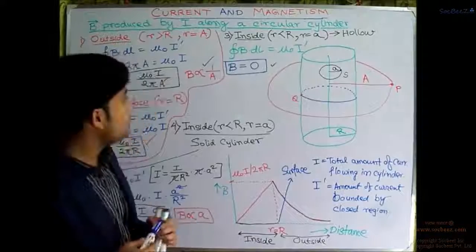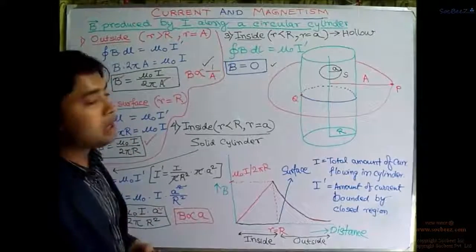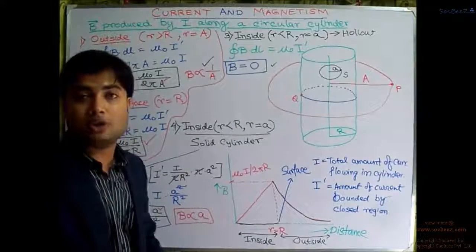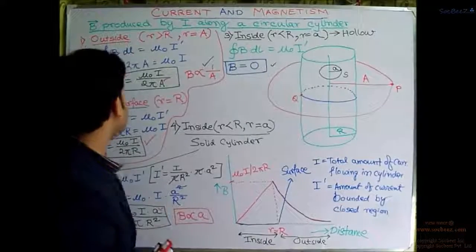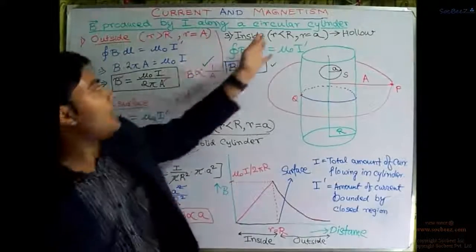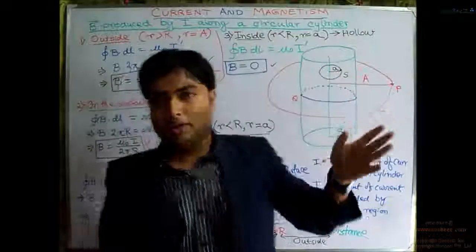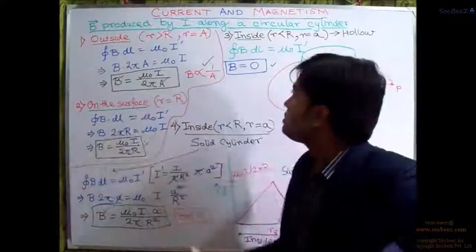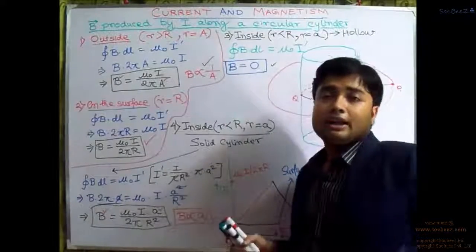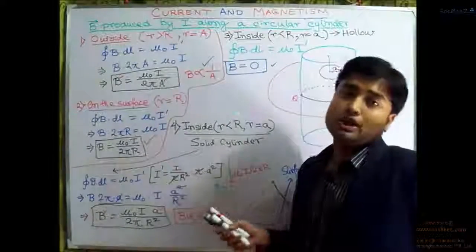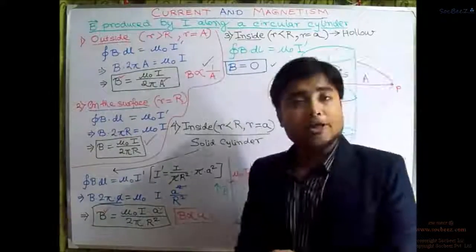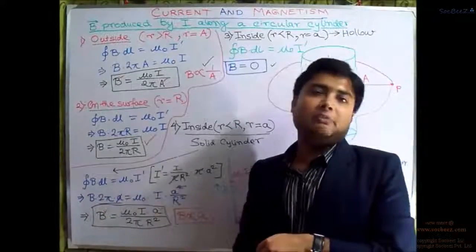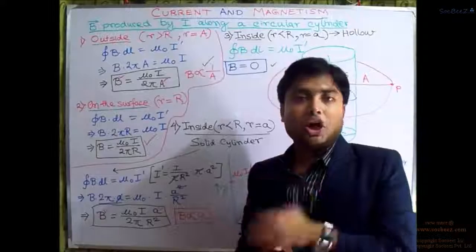Right? So this is all about how we have used Ampere's circuital law to understand the B produced by the current along a circular cylinder, where the point is outside, on the surface and inside, in the case of a hollow and a solid cylinder. In the next lecture we shall be discussing the toroidal solenoid.